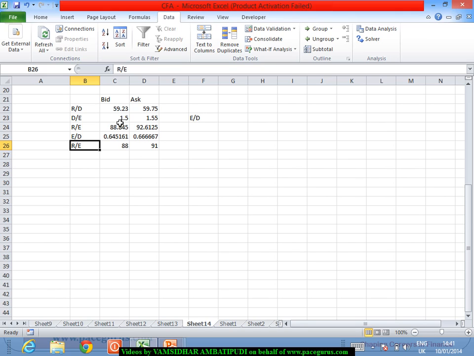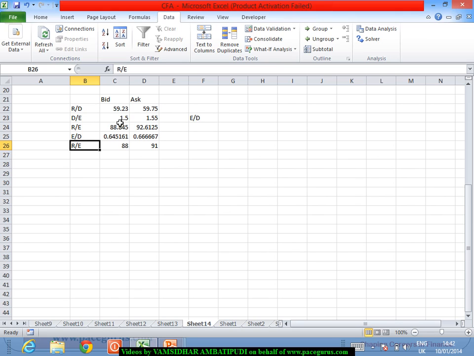Now that we have something like this, what we see is that the bid and the ask, both of them, whatever your dealer has quoted are lesser than what our numbers are coming out to. Now this is where I'll start building an arbitrage transaction through this triangular opportunity.